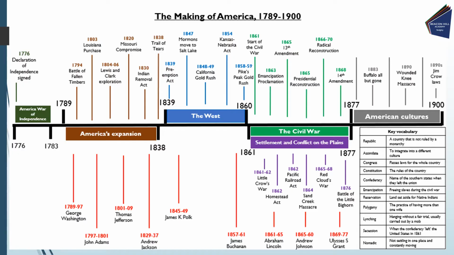The second time period is the West. Why did people begin to migrate to the far west of America? And the dates for this time period are 1839 to 1860. Period 3 has 2 themes within it, remember, and they are the American Civil War and settlement and conflict on the plains. And you have to know that these themes run alongside one another, and the dates for these are 1861 to 1877. And then the final theme for the Making of America is American Cultures, and the final dates are 1877 to 1900.